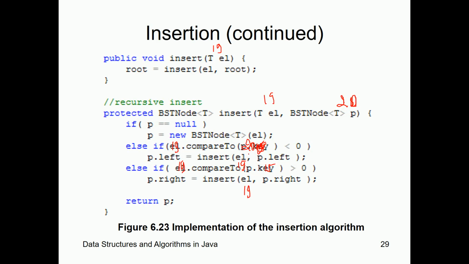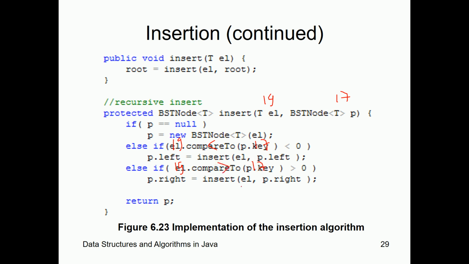So I made the first call that took me from 15 to 20, then from 20 to 17. Now from 17, it's not null, basically, and it's becoming too crowded here. Let me just erase everything so we can start, which is now 19 and then 17. Is 17 null? No. Is 19 smaller than 17? No. Is 19 greater than 17?